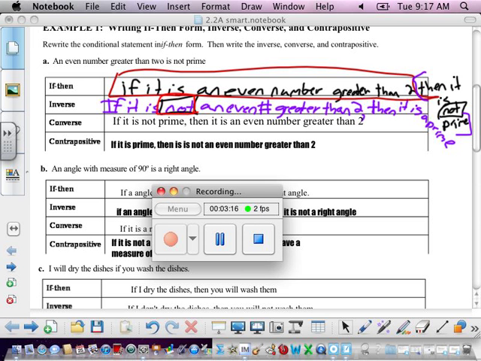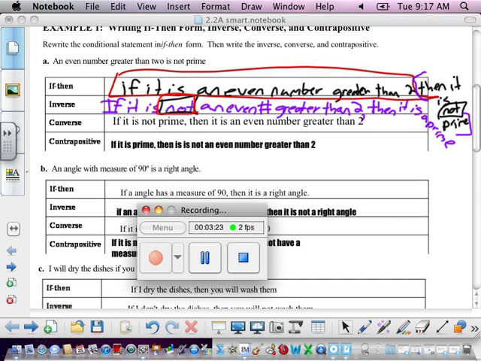That's perfect. So you guys heard what Quentin did? All he did is put, if an angle has a measure of 90 degrees, then it is a right angle. That's it. Does anybody want to try the inverse? The inverse is where we put the not in there. Anybody want to try it?